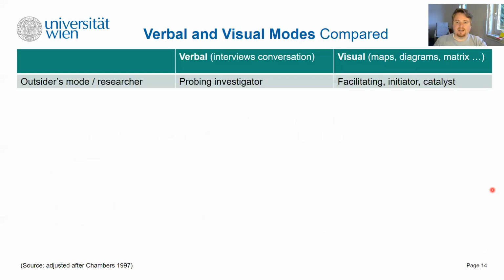In the last slides, I would like to compare these different modes. On the one hand, the verbal mode, which are typical interviews or conversations, and can also be informal talks, compared to the visual research modes, like doing mapping, diagrams and matrices. So what are the differences between those modes? The outsider, or the researcher, in the verbal mode is pretty much a probing investigator. We go there, we have our questions, we sit with someone, we ask this question, and that's it.